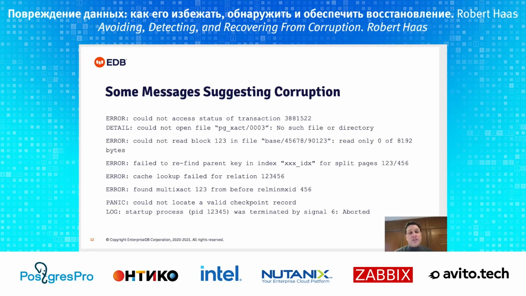You might get an error message like, could not access status of transaction 3881522, or could not read block 123, or failed to re-find parent index key in some index, or cache lookup failed, or found multi-exact 123 from before rel min mxid 456, or could not locate a valid checkpoint record. And the thing to notice about all of these messages is that they seem to be complaining about something which is internal to the system. It's very different than an error message that says something like, well, that table doesn't exist, or you're trying to violate a foreign key constraint.